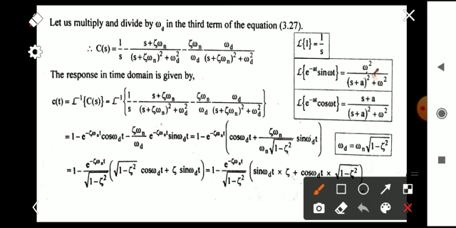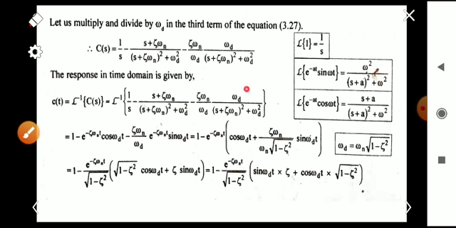Also, the Laplace transform of e raised to minus a t sin omega t will be omega divided by (s plus a) square plus omega square. This is not omega square, this will be omega. In the next term, theta omega n by omega d remains as a constant, and this is in the form of e raised to minus a t sin omega t. Instead of a we have theta omega n, instead of omega we have omega d, so the Laplace inverse becomes e raised to minus theta omega n t sin omega d t.